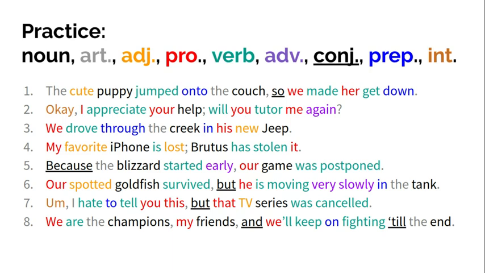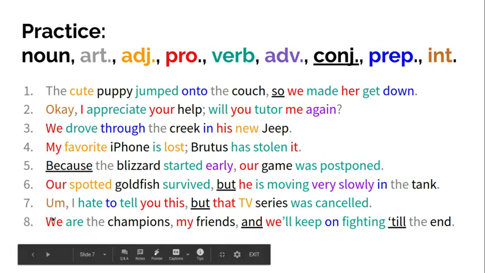Again, go back to that video and watch the video. So will is a verb, you is a pronoun, tutor is a verb, me is a pronoun, and again is an adverb. It's telling you when something took place, when an action took place. All right. I'm going to skip down a few. I want you guys to go ahead and pause the video and check these after I'm done here, but I'll skip down to our number 6 here.